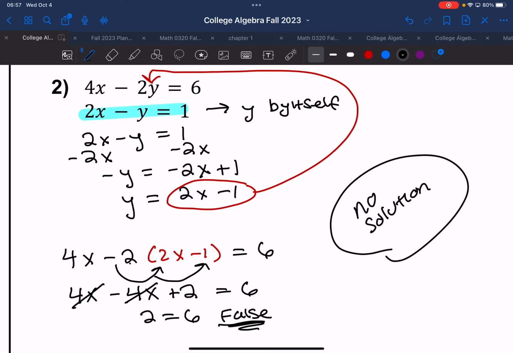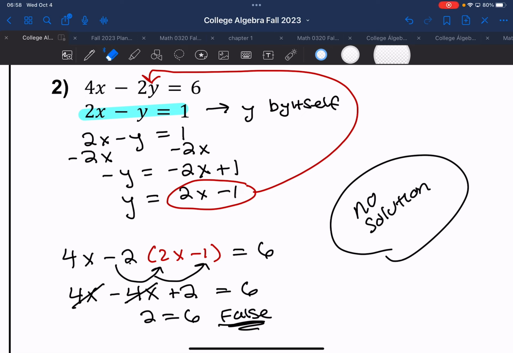What if I got a true statement? Infinitely many. Good. I'm sorry, so what if I got 2 equals 2? Okay. Then that would be true, so then it would be infinitely many. So in this one, we didn't have to completely solve, because we found out right away it has no solution.